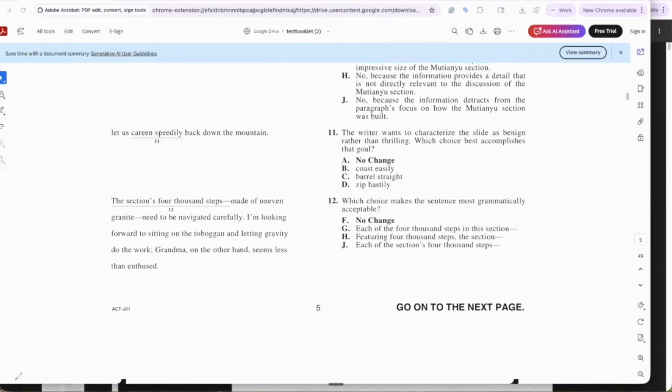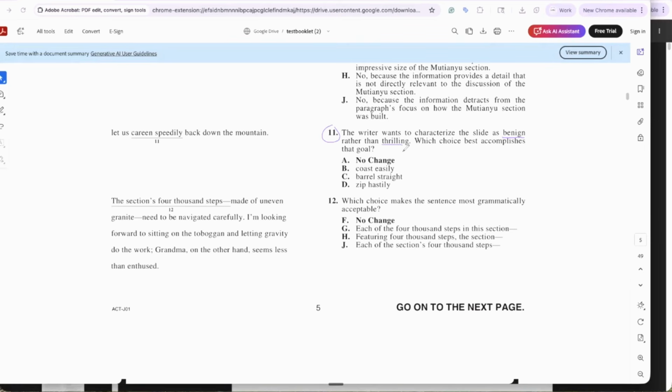So on 11, what students do wrong is they will try to fit in what they think is the best answer that flows the best, but that's not actually what they're asking. So on number 11, the writer wants to characterize the slide as benign rather than thrilling. And this is where it might be challenging. You might not know what benign is, and I'll give the hint, it's pretty much good or not harmful. There's a few different words for it, but that's the gist of it.